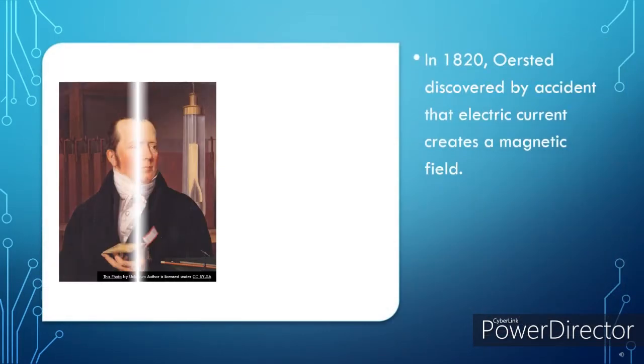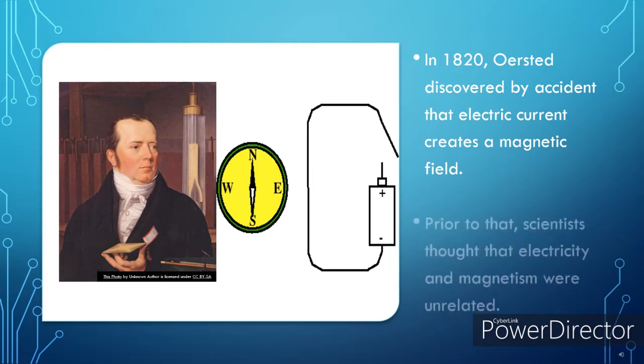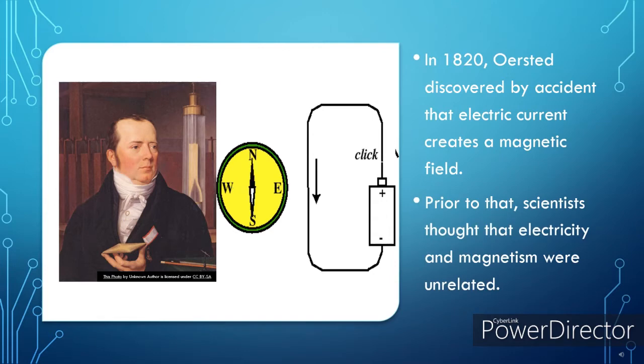During this time, he made an important discovery that electric current creates a magnetic field. Prior to that, scientists thought that electricity and magnetism were unrelated. But like many other important discoveries in science, Ørsted's discovery was just a lucky accident.